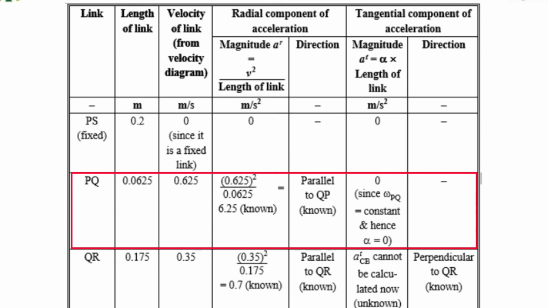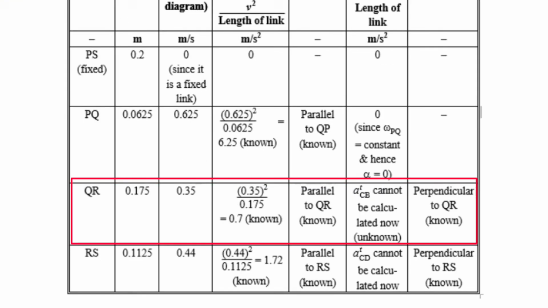Since in the problem it is given that omega, the angular velocity of PQ, is constant, therefore alpha is 0. Since angular velocity omega is constant, the tangential component will be 0. The third component we have is QR. We can find AR in the same manner. We get 0.7 meter per second square, but we do not know yet the tangential component of it.